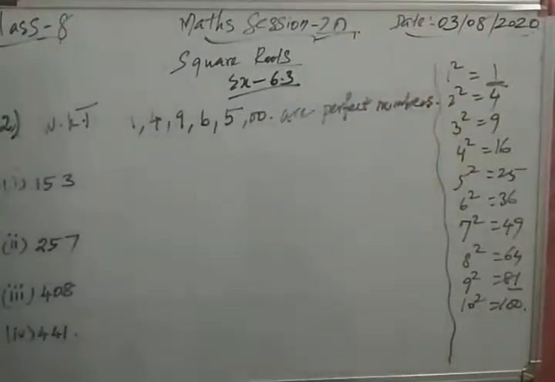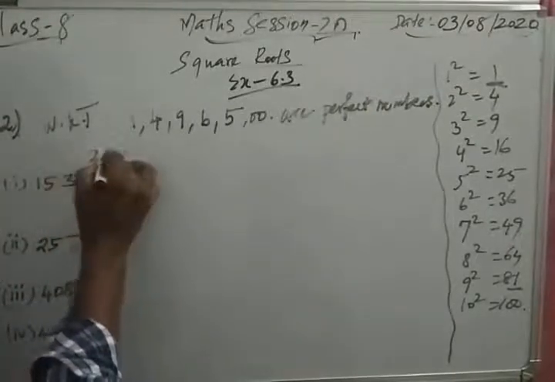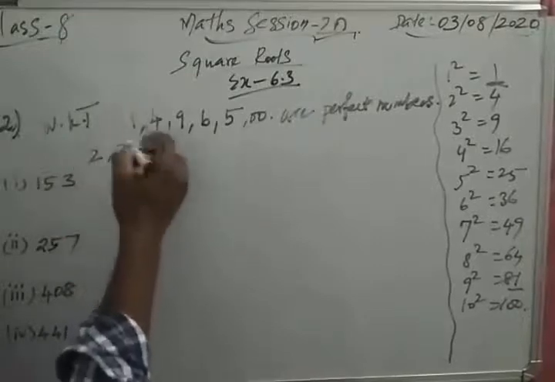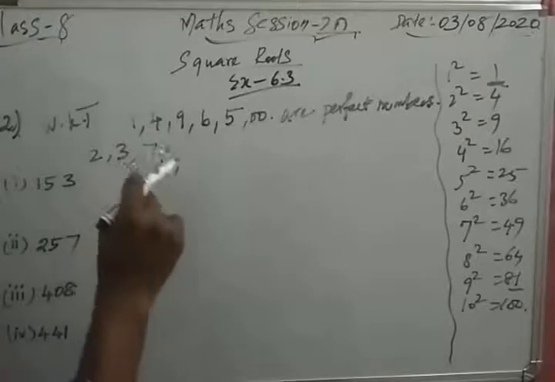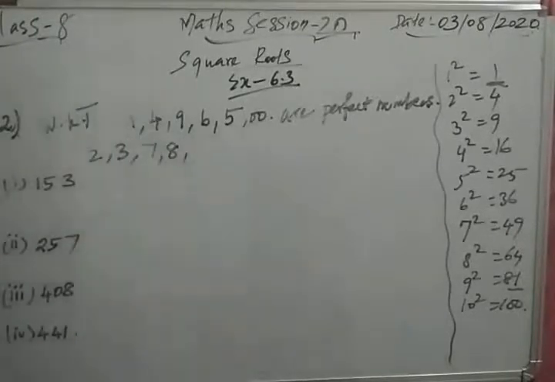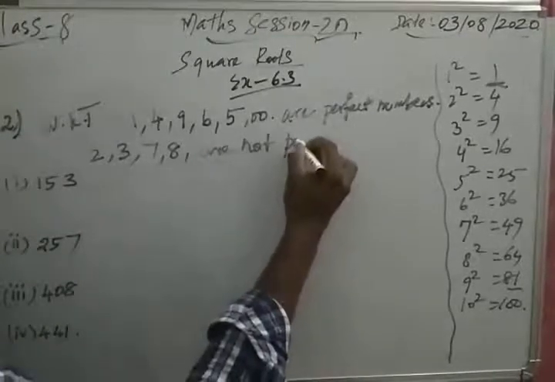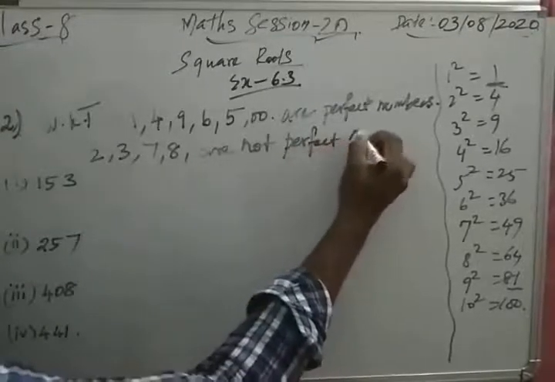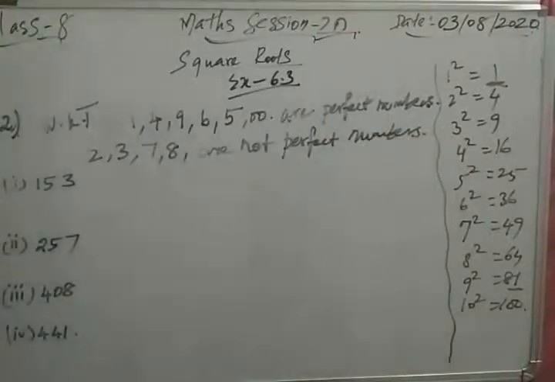If these are perfect squares, which are not perfect squares? Numbers ending with 2, 3, 4, 5, 6, 7, 8, 9 and 0 are there. So numbers ending with 2, 3, 7, 8 are not perfect squares.